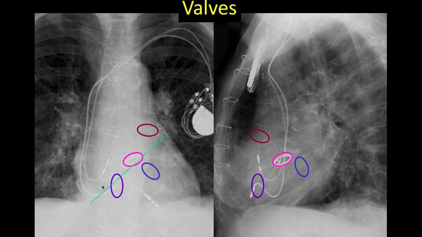An axis drawn from the right inferior cardiac border to around the region of the left atrial appendage, which we'll discuss, can be helpful in determining whether you're dealing with an aortic or mitral valve, as they're very close to one another.